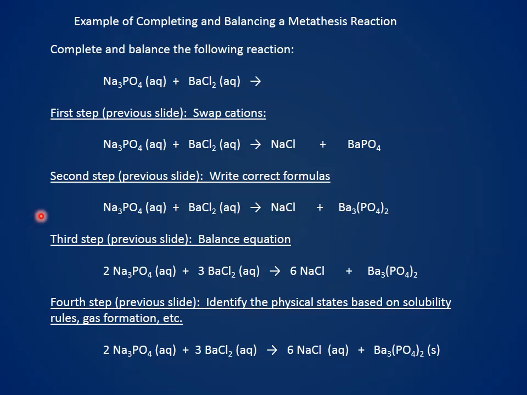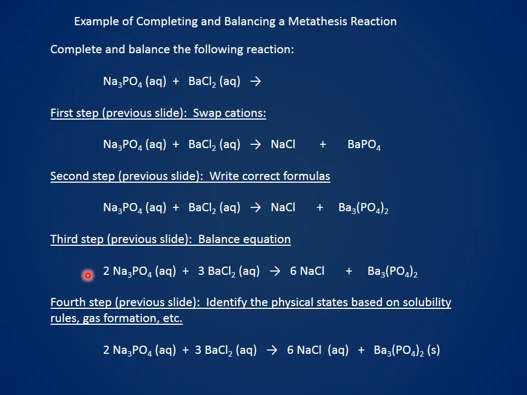I go to the second step. What I want to do now is make sure I write these formulas correctly. So I go back to my formula writing expertise. Sodium's in group 1, so it has a +1 charge. Chlorine's in group 17, has a -1 charge. So the formula for this will be NaCl. In barium phosphate, the barium's in group 2, has a +2, and you may remember the phosphate's a polyatomic ion with a 3- charge. So when I think about that and do my crossover method, I'll take 3 barium and I'll take 2 phosphate to make that work. So those are my balanced formulas.